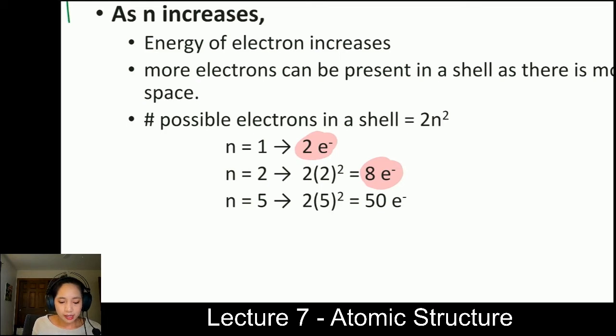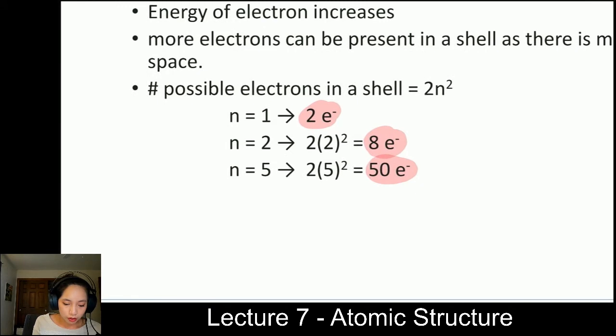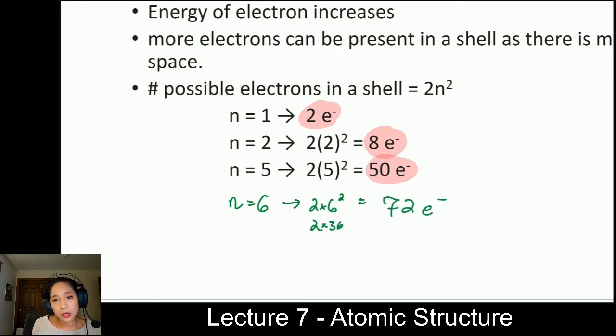And then, we can skip over to n equals 5. 5 squared is 25, times 2 is 50. So in the n equals 5, we could pack 50 electrons. So, we can also do it for n equals 6. 6 squared times 2, that's 36 times 2. We can pack 72 electrons in an n equals 6 shell.